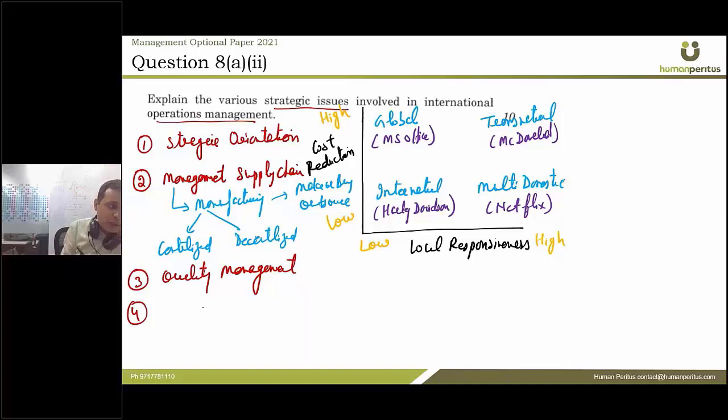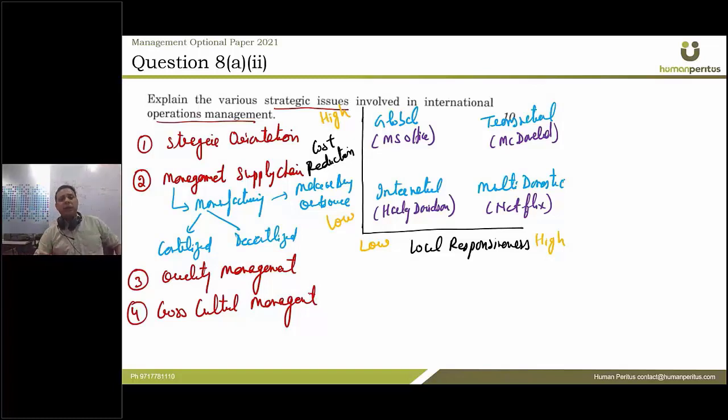One is your cross-cultural management. Of course, it is more of an HR manager issue than an operations management issue. Operations management issue, but again, there's a lot of impact of this cross-cultural management in your production units as well. In fact, this is a very important point. International business mein kabhi bhi differences ki baat aati hai, toh cross-cultural ka point likhna hai tum logo ko. Then another consideration can be your ethical issues.